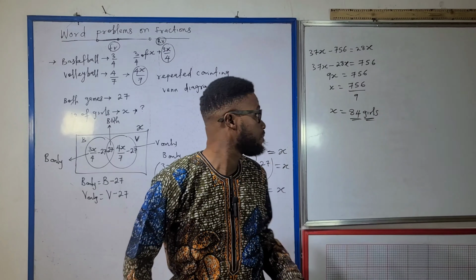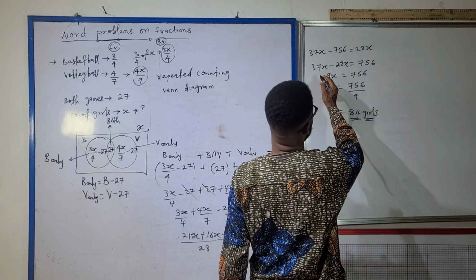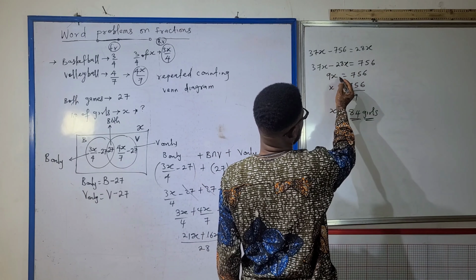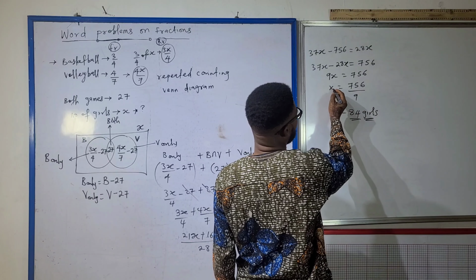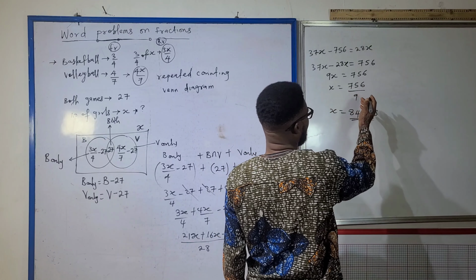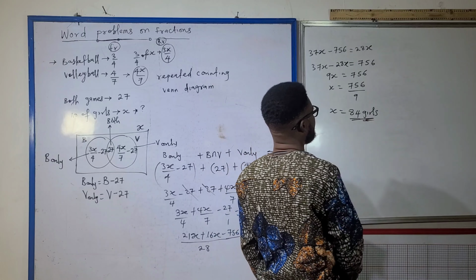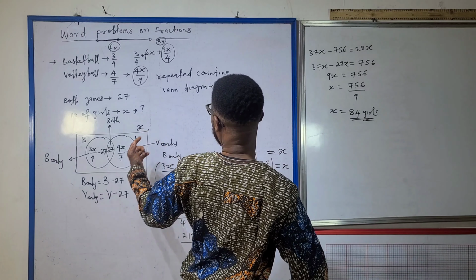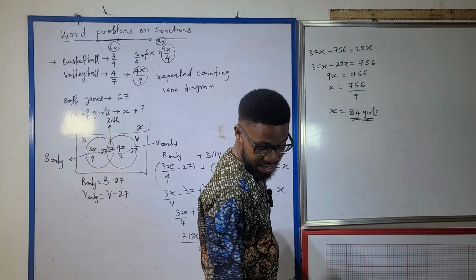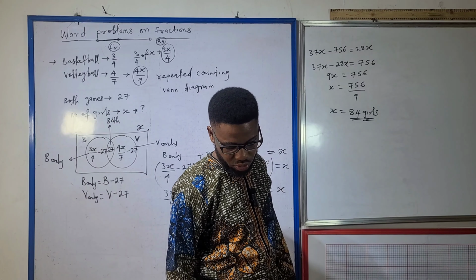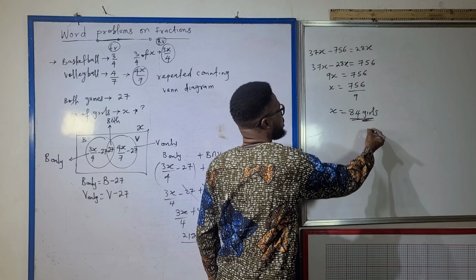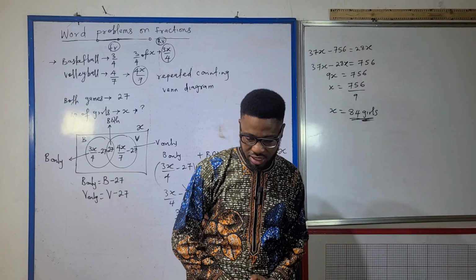So now, 37 minus 28X, that's 9X equals 756. So X equals 756 divided by 9, that is going to give you 84 girls. So looking at it, the number of girls from that question is 84 girls, and that ends that. Now let's take one more question before we put a stop to word problems on fractions.